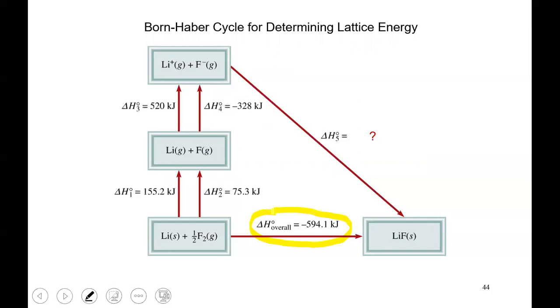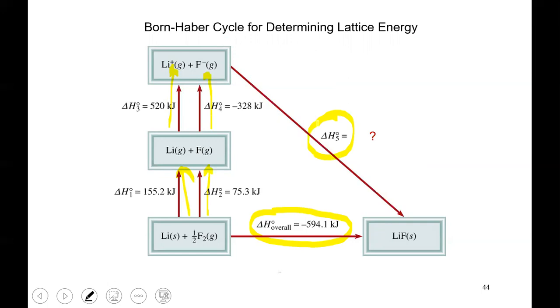First, we're going to pretend that we make all these things into single atom gases. Then we're going to ionize them. We're going to make the lithium into lithium plus and the fluorine into fluoride. And now we're going to do the last step, which is the formation of the crystal lattice. And that's the one that we don't know.